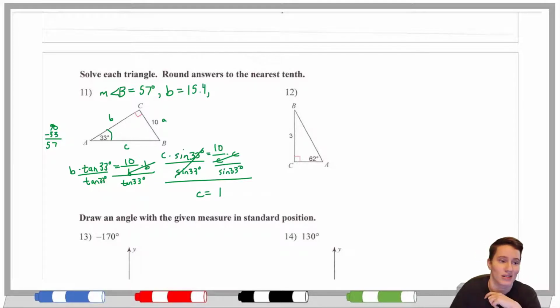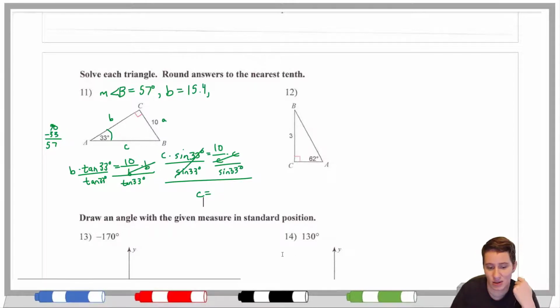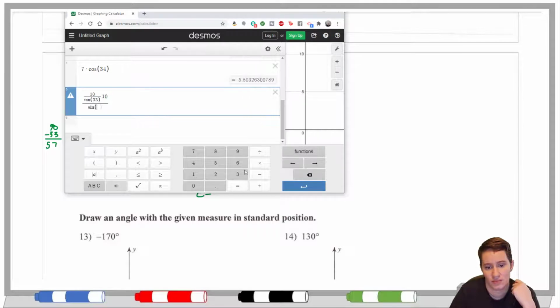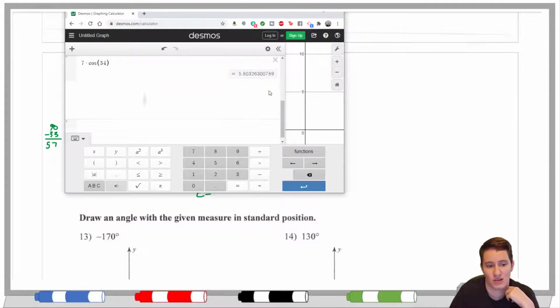I need to actually find it. I don't need to write it down. 10 divided by sine 33. Let's see. Whoa, that's not what I wanted.